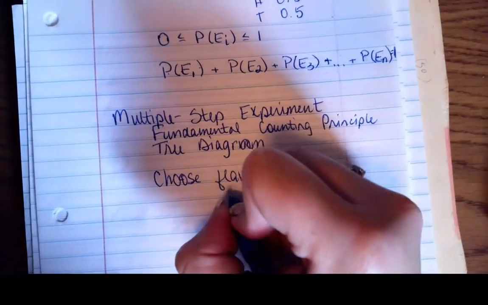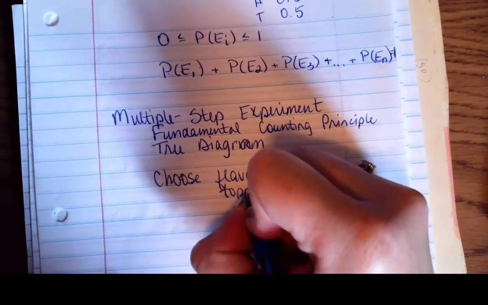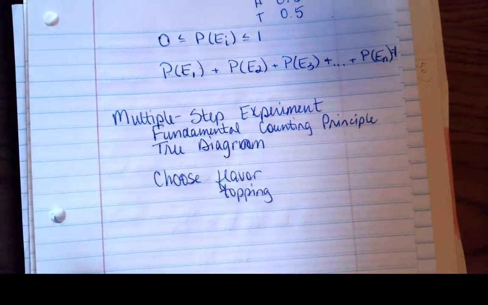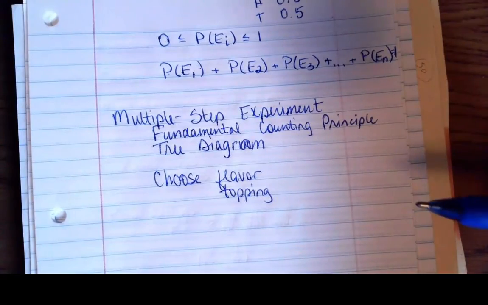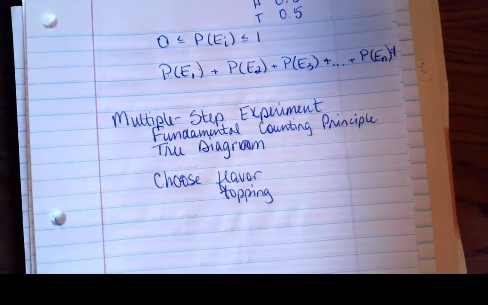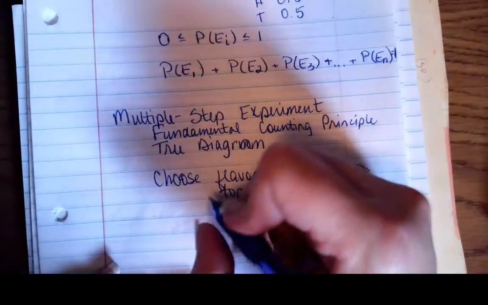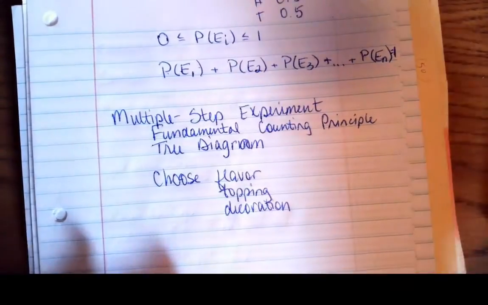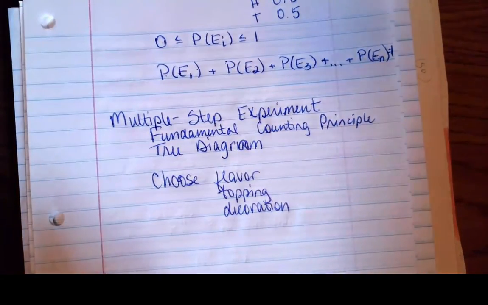Then we're going to choose a topping. And because I'm in charge, I'm going to tell you that you're restricted to one topping. One flavor, one topping, and one decoration. So that could be sprinkles or that could be whipped cream.